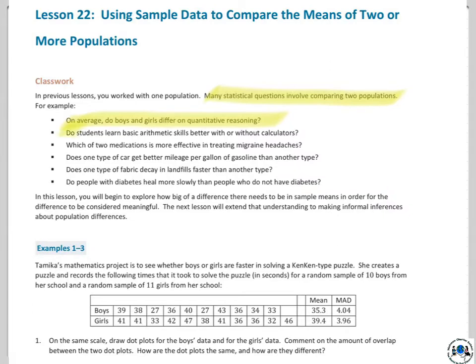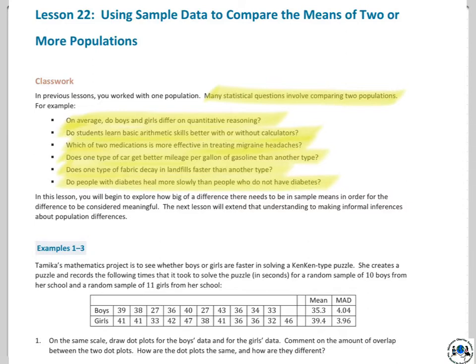Do students learn basic arithmetic skills better with or without calculators? Which of the two medications is more effective in treating migraine headaches? Does one type of car get better mileage per gallon of gasoline than another type? Does one type of fabric decay in landfills faster than another type? And do people with diabetes heal more slowly than people who do not have diabetes? These are all very good questions, and I'm sure have been the subject of some study at some point or another.